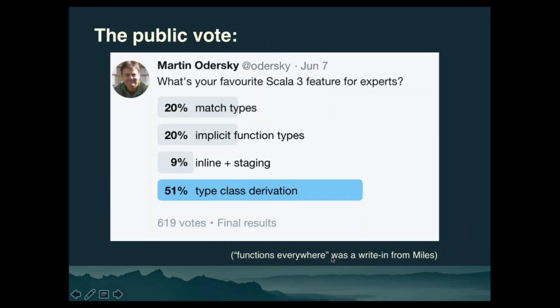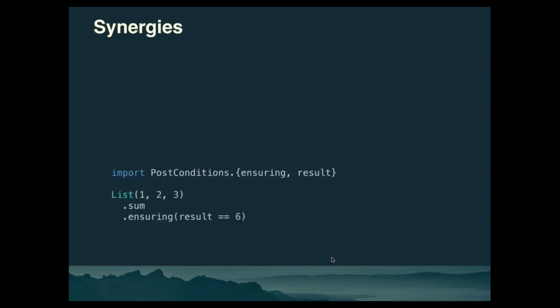Good. So what was the public vote? The public vote was, maybe not surprisingly, the out-of-the-box thing. So having native type class derivation won the public vote with 51%. Match types and implicit function types shared second place, and inline and staging, which I didn't show, was, well, I did show type class derivation on the one slide, so that got third place.